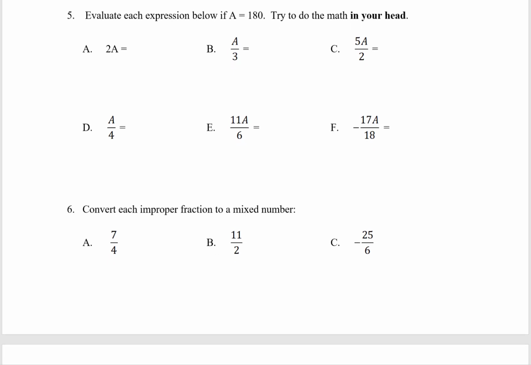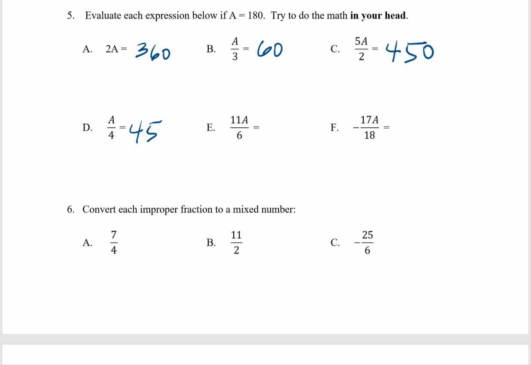Problem number 5. I'm substituting in a equals 180, trying to do the work in my head. So the first one would be 2 times 180, which is 360. Then 180 divided by 3, which is 60. Now, on the third one, I could start by doing 5 times 180, but it's much easier to divide by 2 first. 180 divided by 2 is 90, times 5 would be 450. Here, 180 divided by 4. Dividing by 4 is the same as cutting something in half twice. Half of 180 is 90, half of 90 is 45.